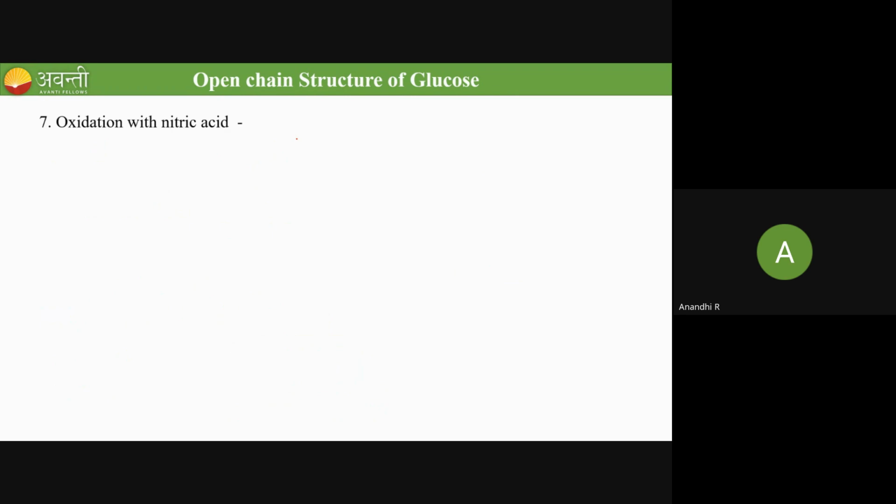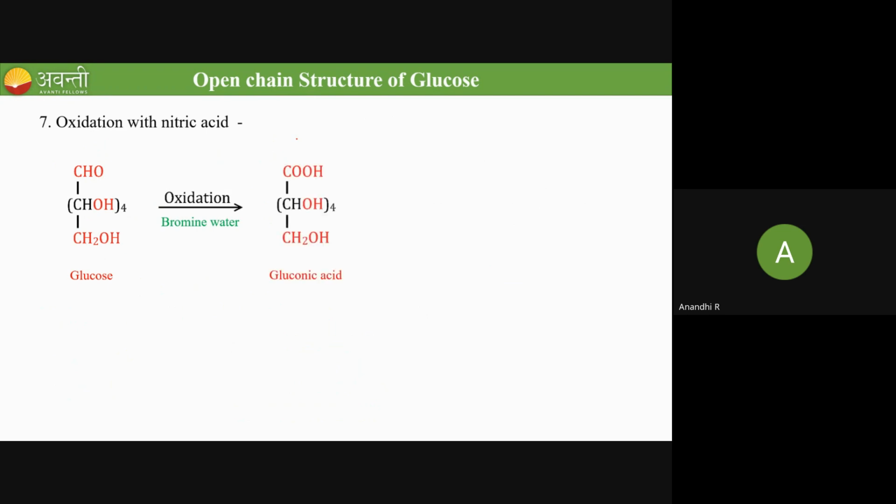So the next reaction is oxidation with nitric acid. We are taking the glucose molecule and oxidizing it with bromine water. On oxidation with bromine water, we get gluconic acid. This is the reaction which we have seen in the previous slide. And this gluconic acid on further oxidation with nitric acid, what is the formula for nitric acid? It is HNO3, right? On reaction with HNO3, it forms saccharic acid.